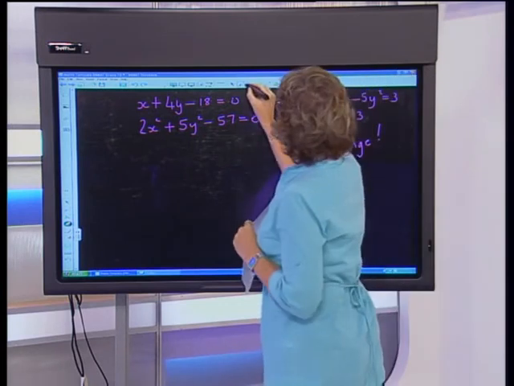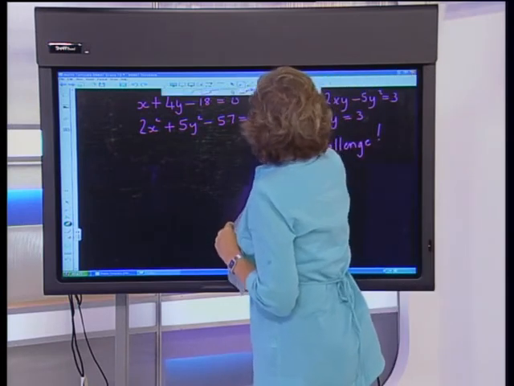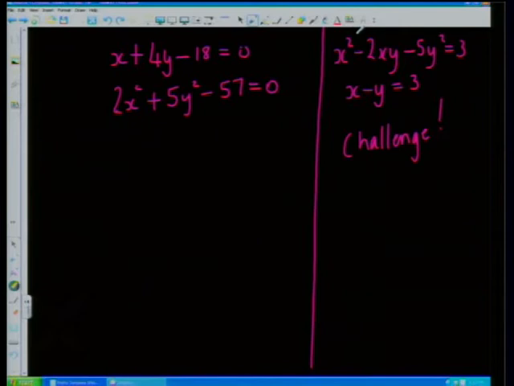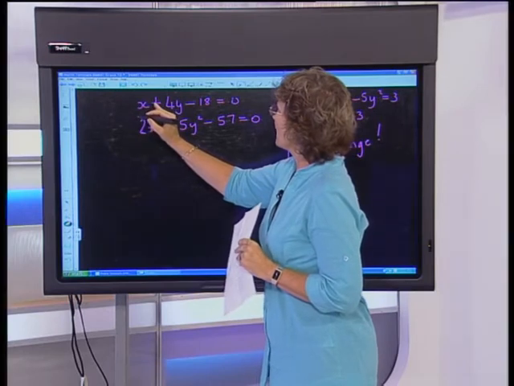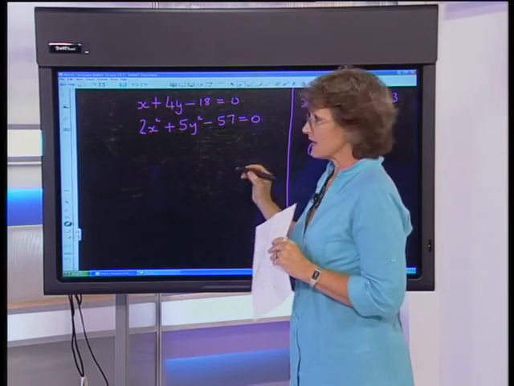Okay, so let's focus on this one here first. So again, your instruction would be to solve simultaneously for x and y. So if I have a look at my 2 equations, I think that here it becomes very, very clear that it's much easier to get x on its own than anything else.